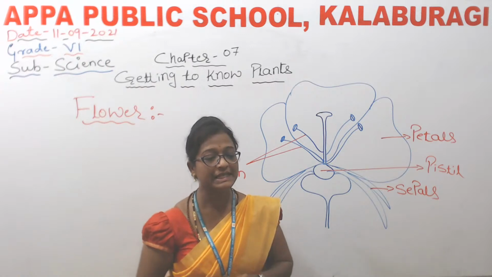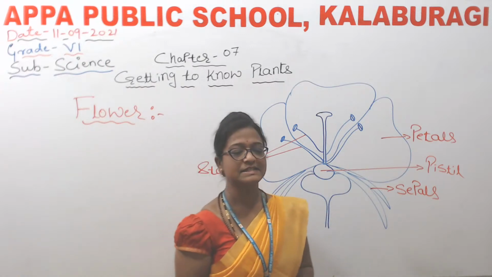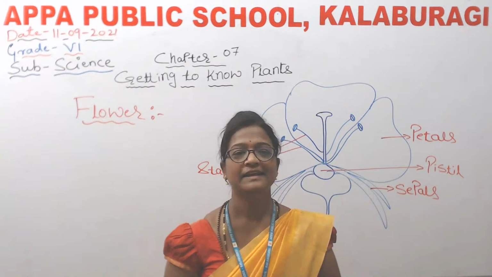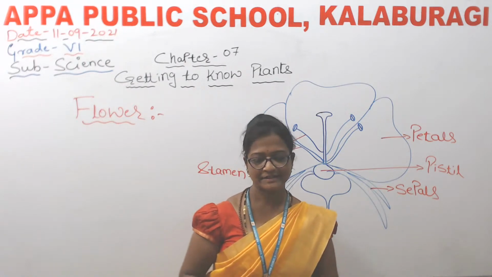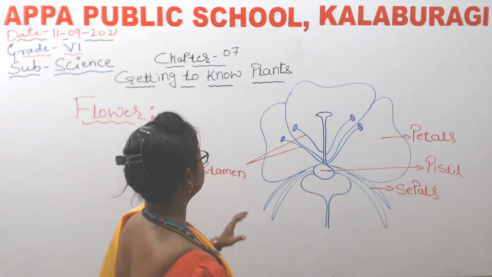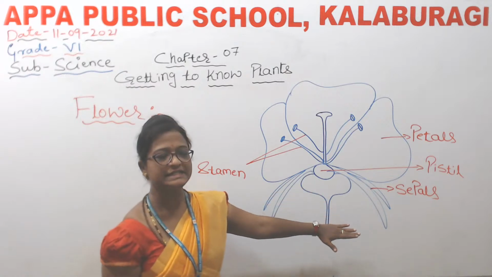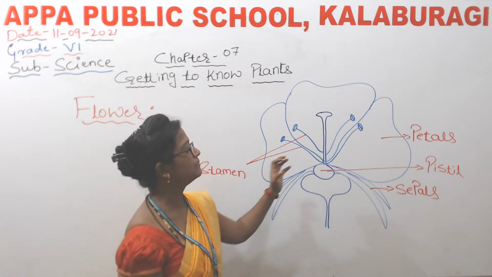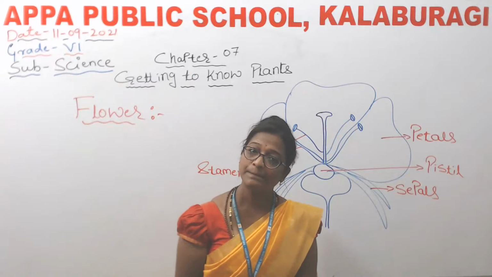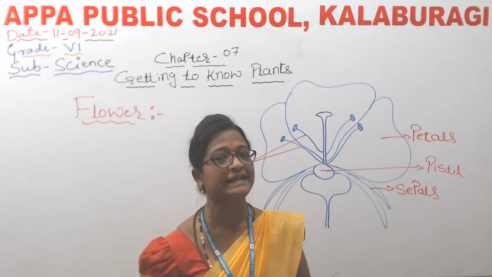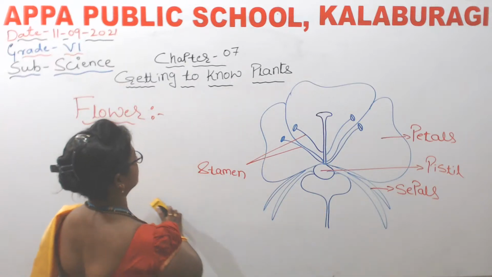About these parts, let us discuss in detail in the next class. Okay, children. Just try to draw a neat diagram of a flower and try to label the parts of a flower. And about the parts of a flower, let us discuss in detail in the next class.